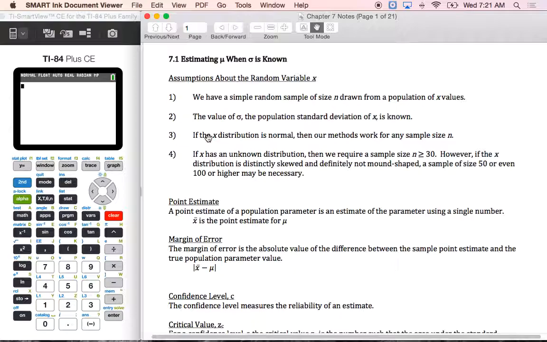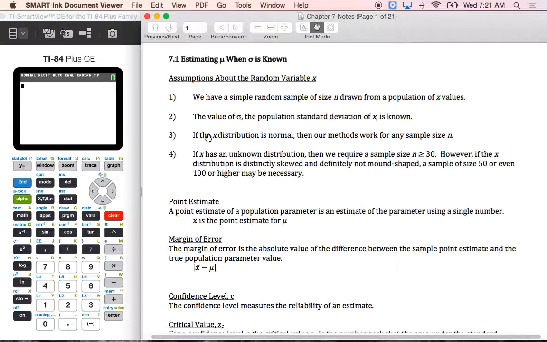If the x distribution is normal, then our methods work for any sample size n, as long as they tell you it's a normal distribution. If you don't know it's normal, you must have a sample size of 30 or better. If you don't have that, then you cannot say that we have a normal distribution. We can't use these methods if we don't have a sample size of 30 or better, or they tell us we have a normal distribution.